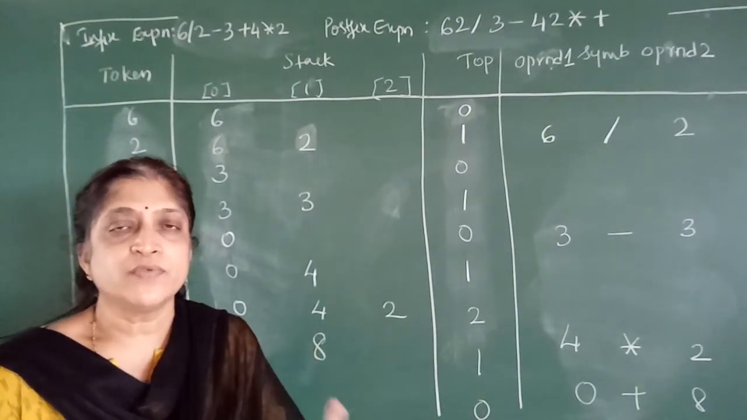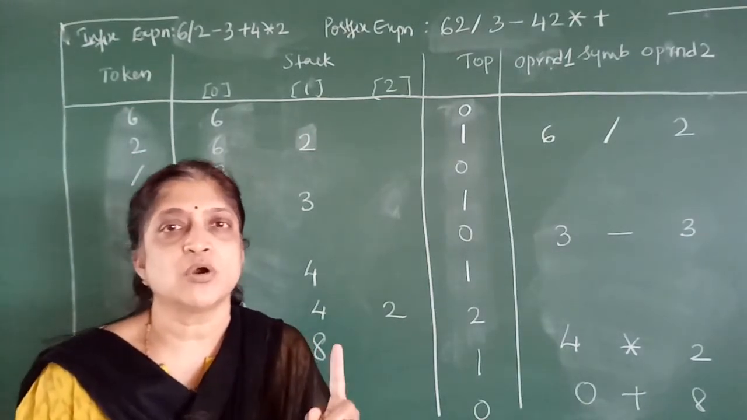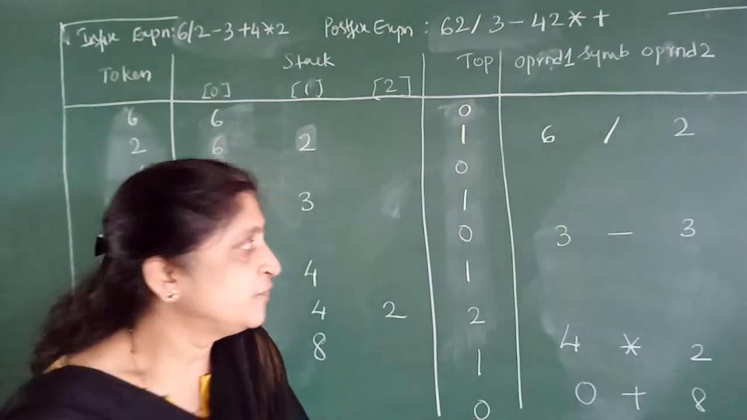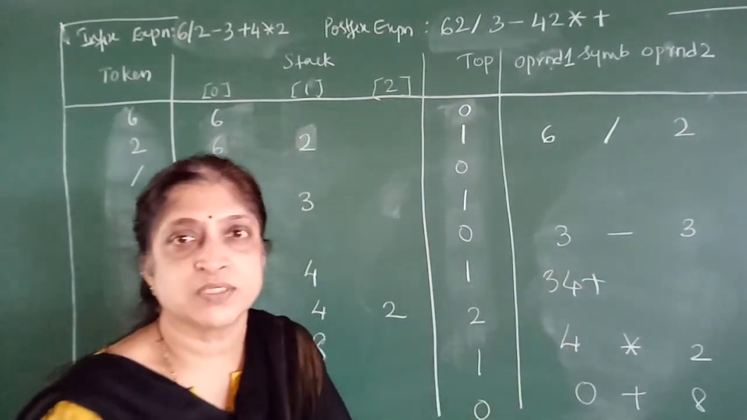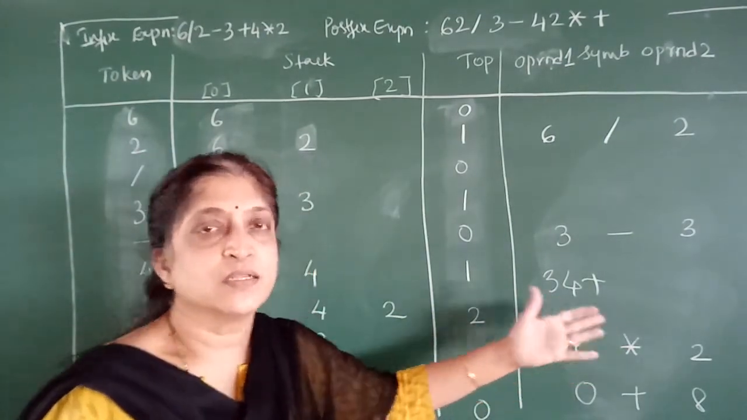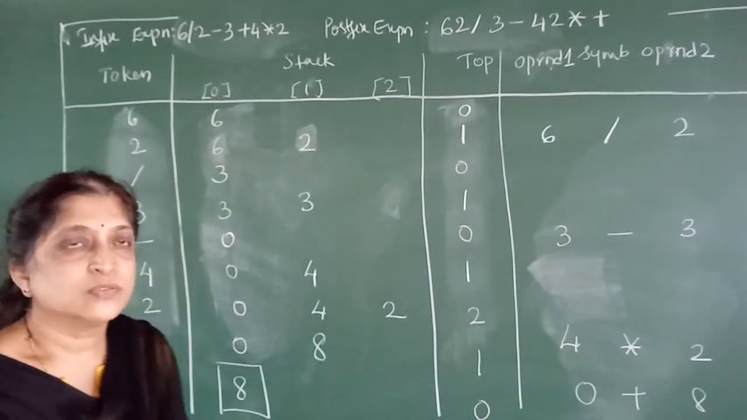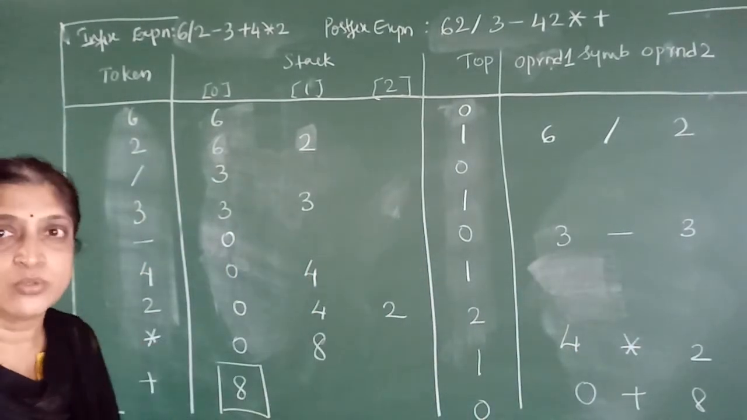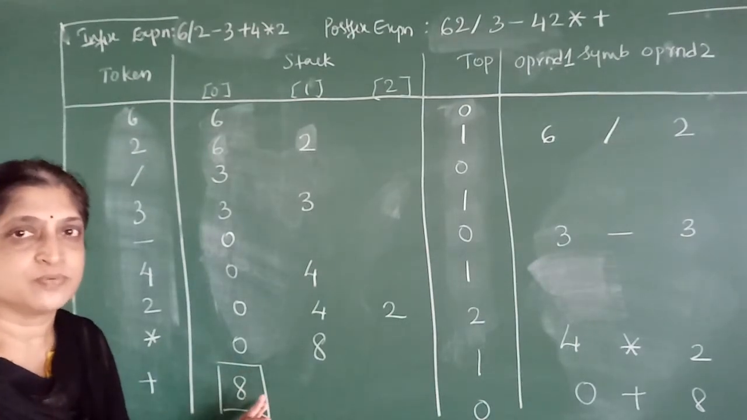Again, remember, we are considering postfix expressions with single digit operands. If you write something like 3, 4 plus, it is not 34 plus, it is 3 and 4 you are adding. So this is what we call single digit operands. So this is how the stack is made use of for evaluating the postfix expression.